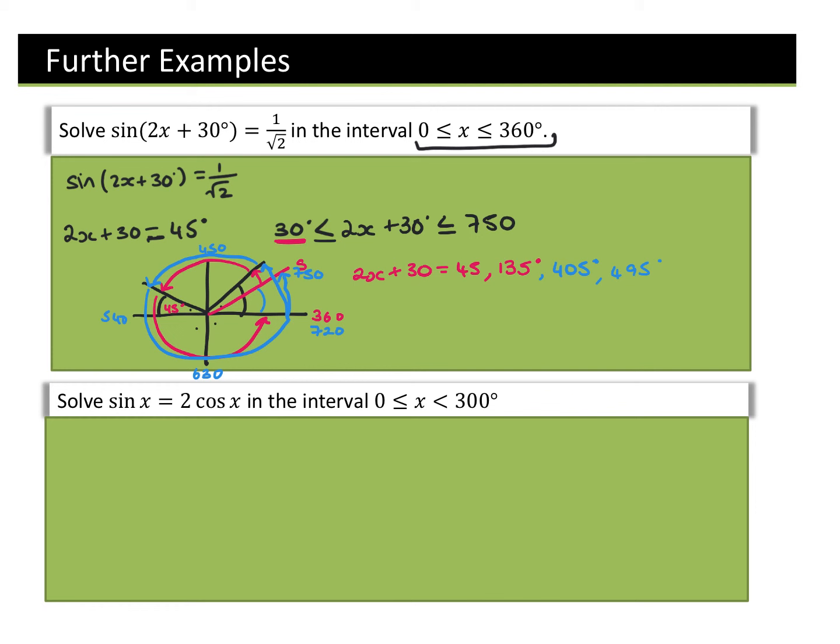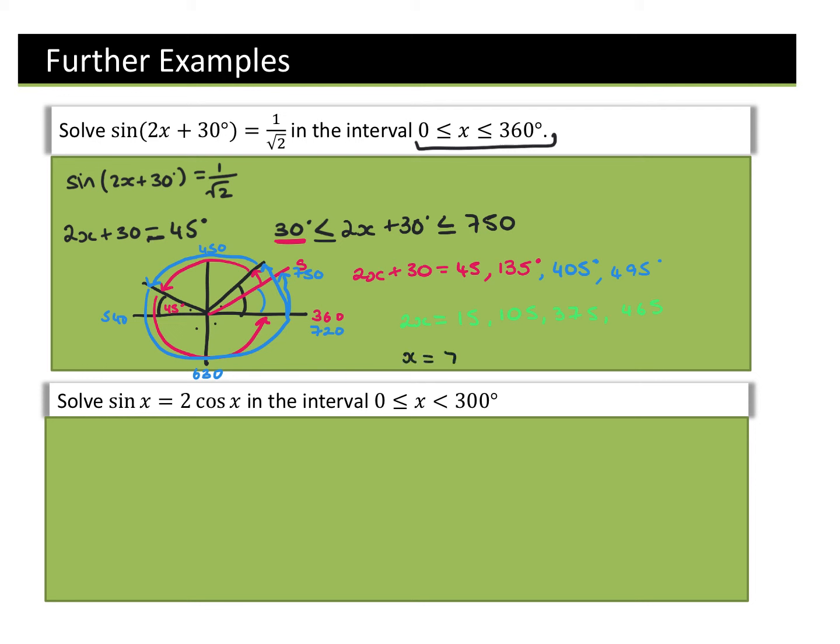Now, step 1, take away 30 from everything. So I'm going to have 2x equals 15, 105, 375, 465. Because I've taken away 30 degrees from everything. Now what am I going to do? Divide by 2, absolutely. So I'm going to divide by 2.